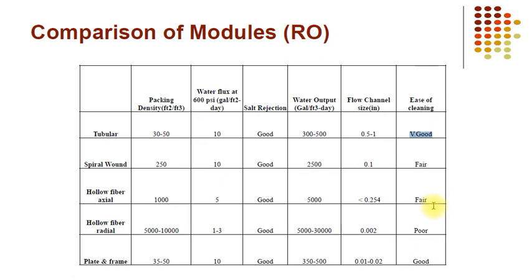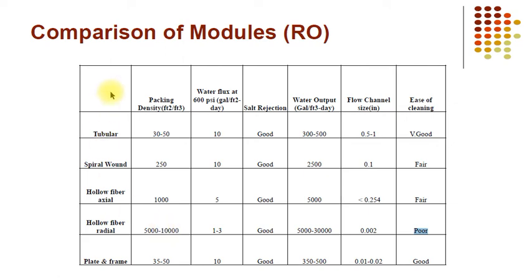Next is the hollow fiber axial module. There you also have a fair cleaning process, and it is good in the plate and frame module. That's why we use it: if you want to do some experiments, you want to clean the membrane very easily, so you use the plate and frame module in laboratories. Then in the hollow fiber radial module it is poor. Why is it poor? Because membrane densities are very high. When a lot of fibers are accumulated inside a small volume, it is very difficult to clean the membranes. So the cleaning process is very difficult in the hollow fiber radial modules.